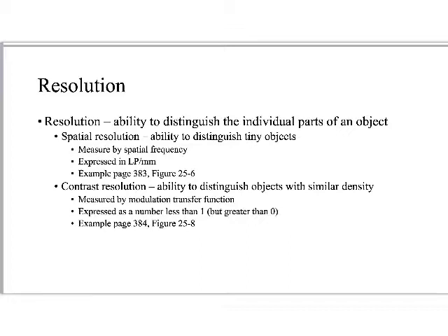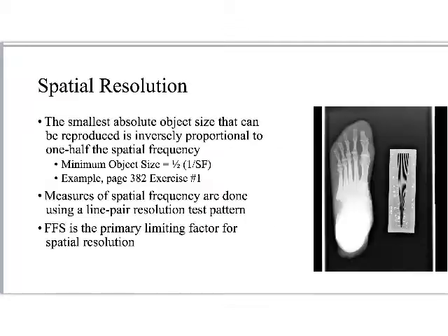Because that is that penumbra effect that exists from line to line. If you need an example of what the actual readout is or how we compare modulation transfer functions, it's on the next page, 385, but we'll talk about that more in just a sec. So spatial resolution, again, I've said it is the smallest absolute object size that can be reproduced and it is inversely proportional to 1/2 the spatial frequency.